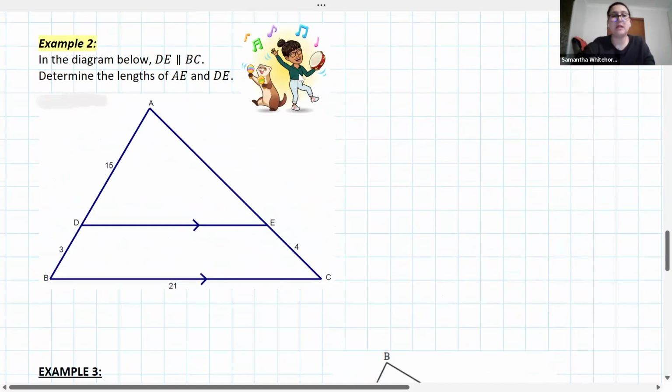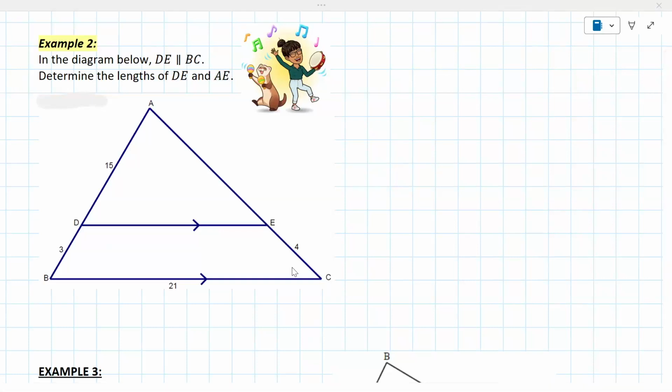Example 2. We want to calculate the lengths of, and I'm actually going to stop this, it's going to make it a lot easier, DE and AE, but we've been given some information. So let's again always read your information. Make sure you know what's going on before you just dive into a question.